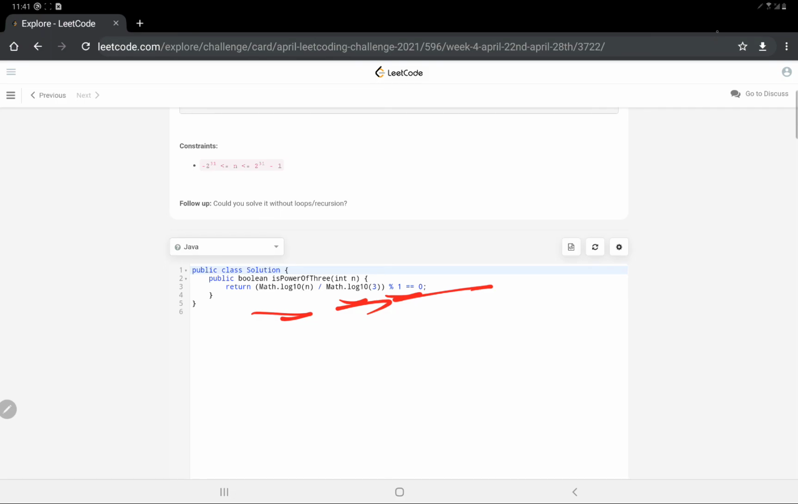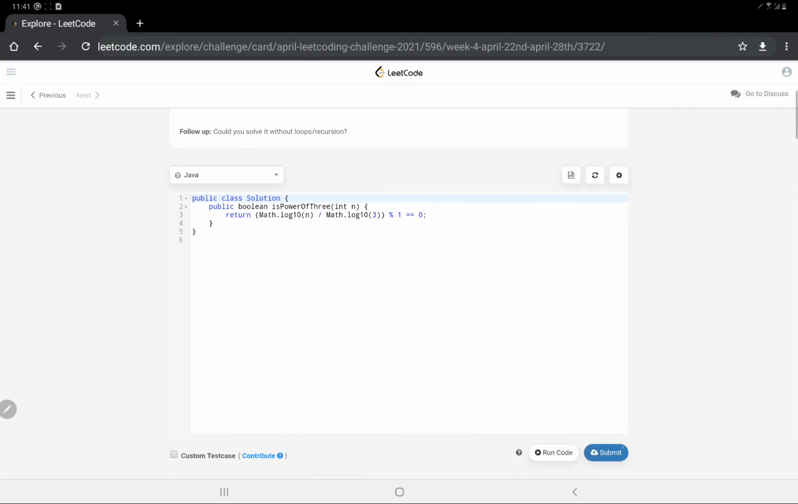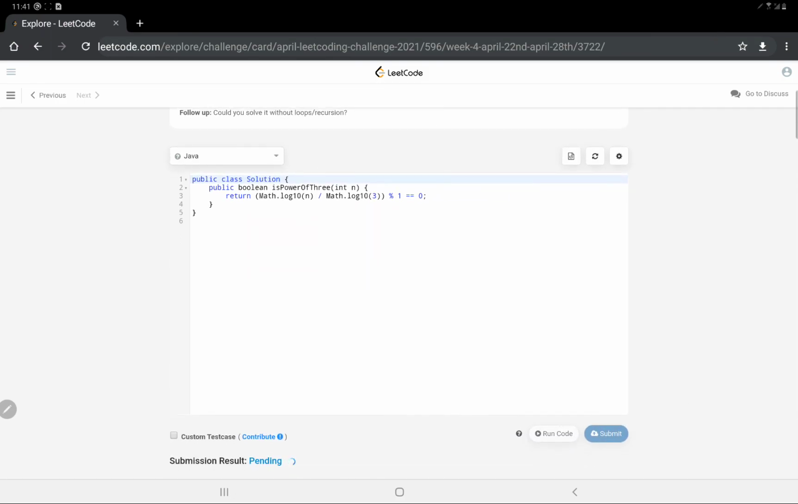Now let's try to submit it. As you can see, it's accepted. A similar approach can be used for power of 5, power of 7 and things like that. I hope the problem statement is clear as well as the approach.